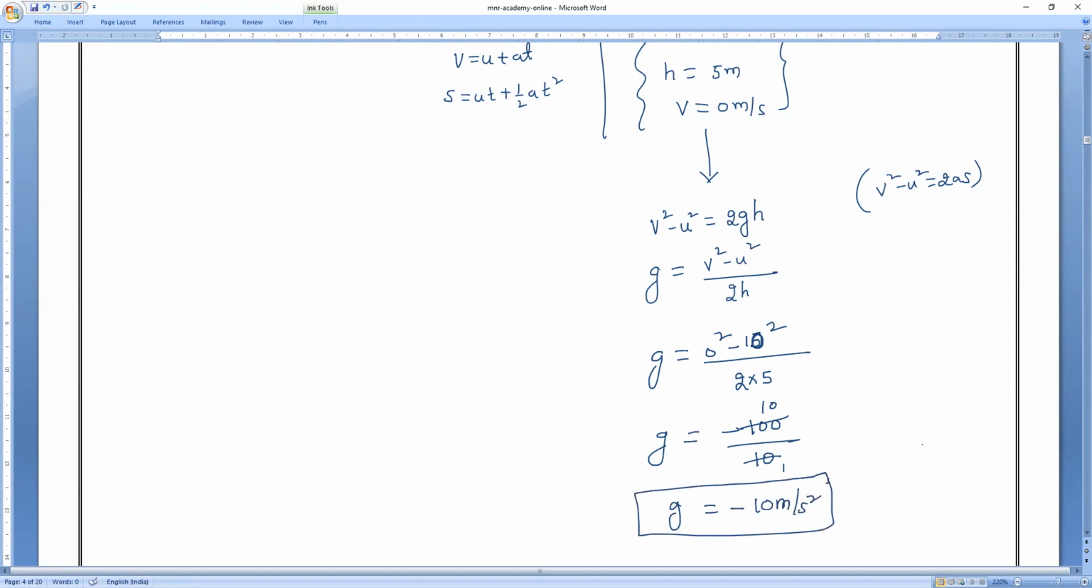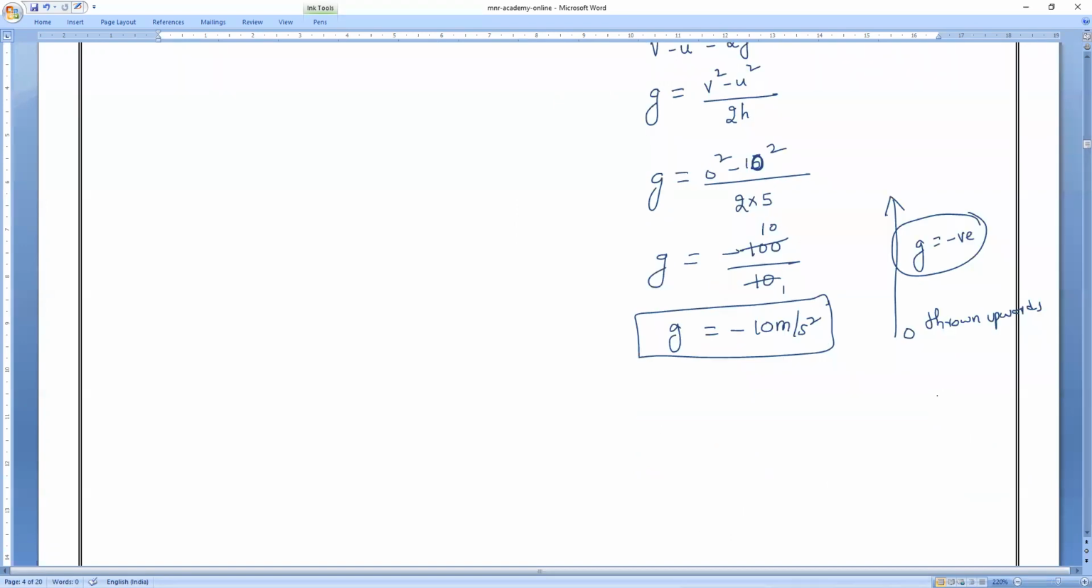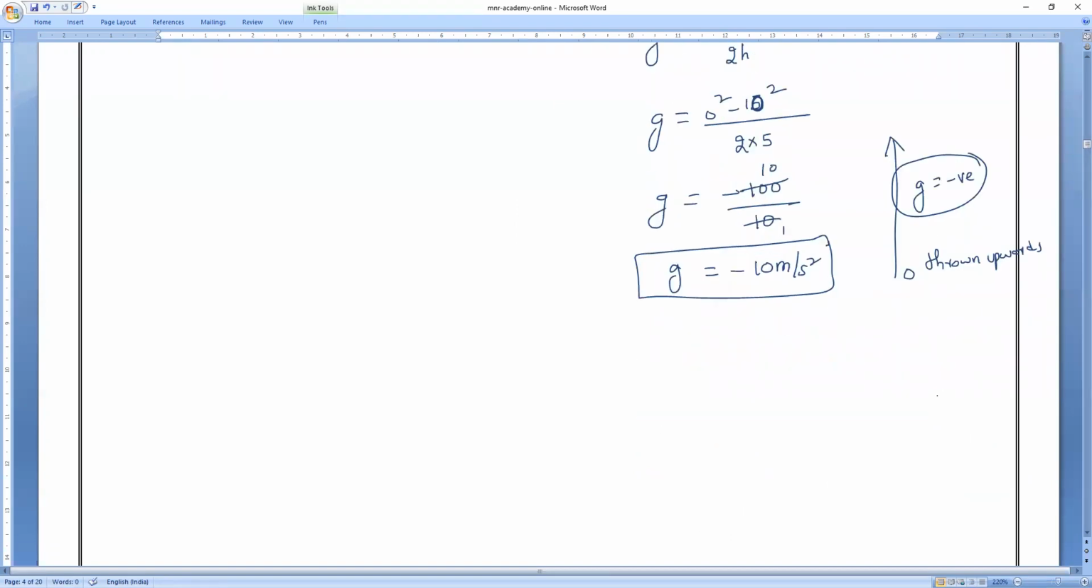So we are working against gravity. Is the G value minus or plus? Thrown upward, minus. If any body is thrown upwards, the G value is negative. Yesterday I taught you. Now you can find the time.